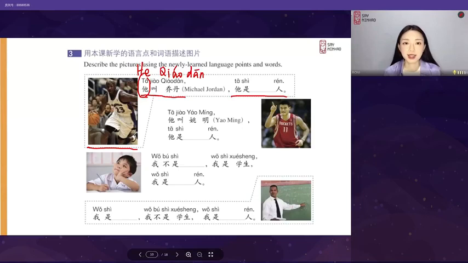And 他是什么人? We all know he is in America, right? So he is 美国人. Excellent. Okay, this is the blank one. Try to read this sentence with me, okay? 3, 2, 1. 他叫乔丹。他是美国人. Read again. 他叫乔丹。他是美国人. Okay, next one.